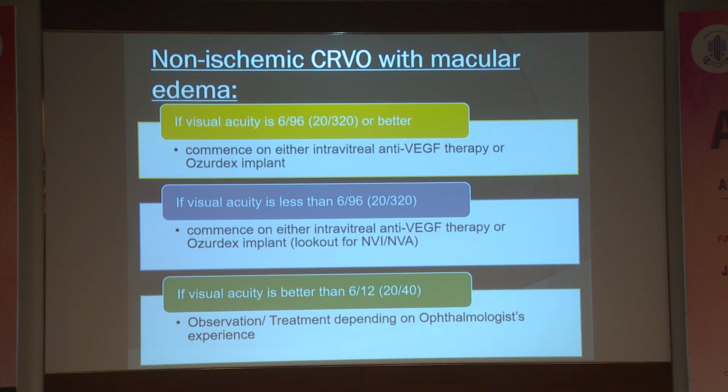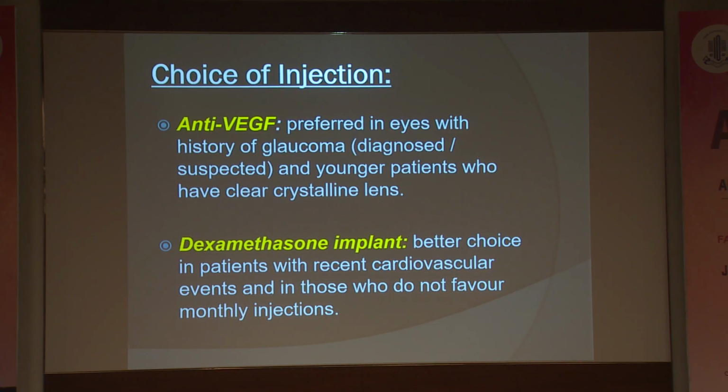So if the visual acuity is around 6/90 or more than that, then anti-VEGF or Ozurdex. Less than that, I would rather prefer Ozurdex, but many people prefer anti-VEGF also. But if the visual acuity is better than 6/12, then they can usually be observed, provided they are non-foveal involving edemas. So for the choice of injection, again there is a plethora of injections available now in the market.